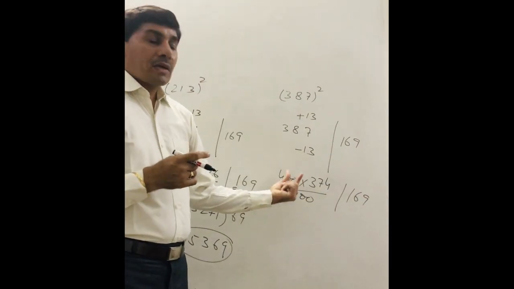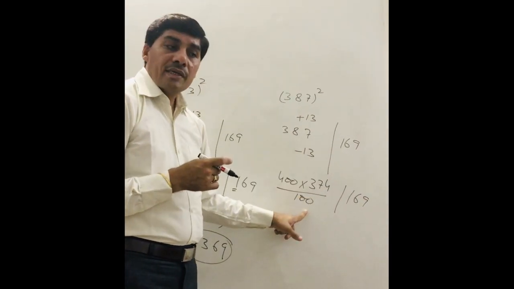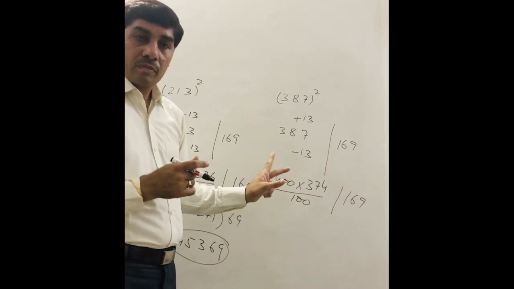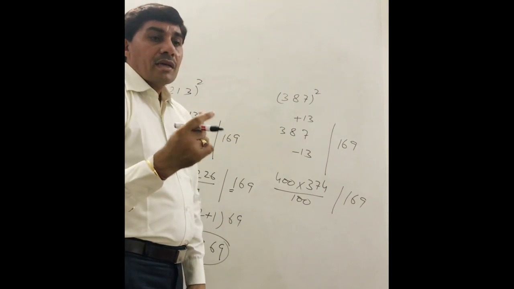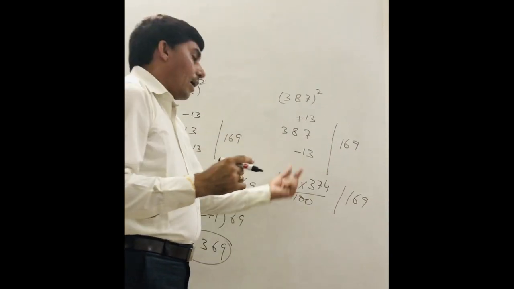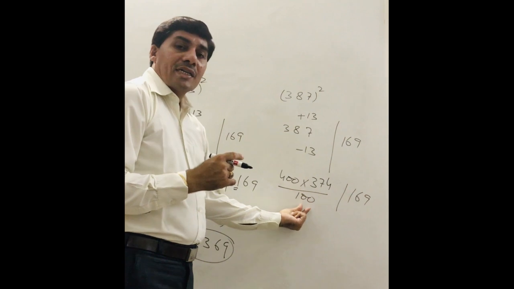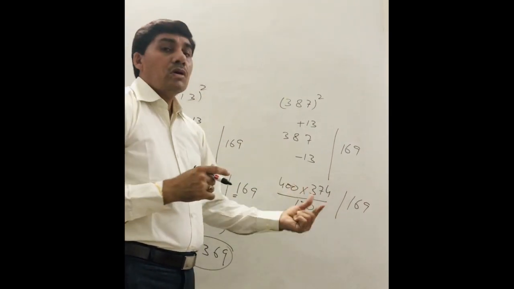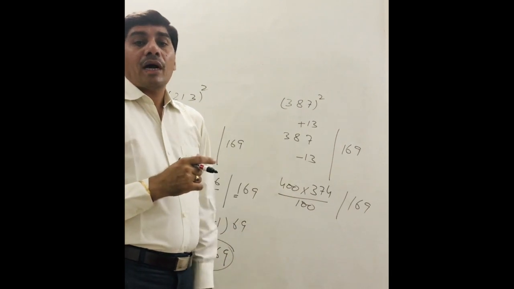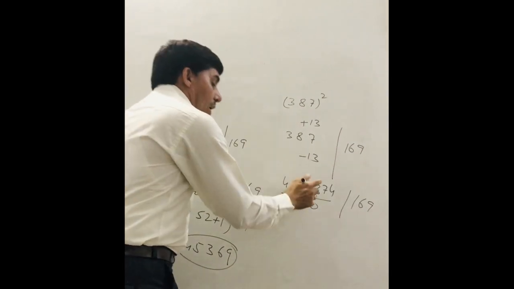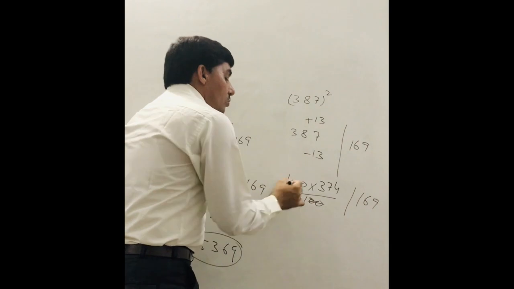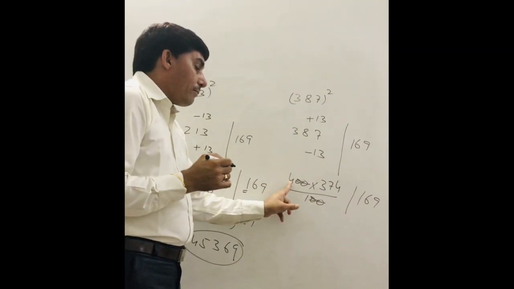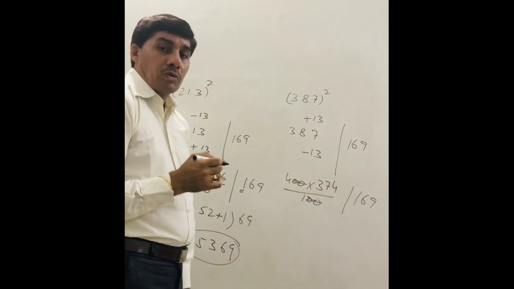In three digit numbers, we divide by 100, and in case of two digit numbers, we divide by 10. You have to keep in mind that in a three digit number we divide this multiplication by 100 and in a two digit number we divide this multiplication by 10. So now cancel these two zeros with these two zeros and now multiply 4 and 374.